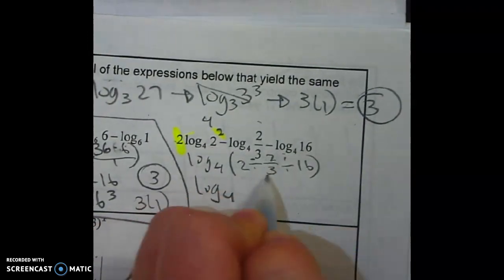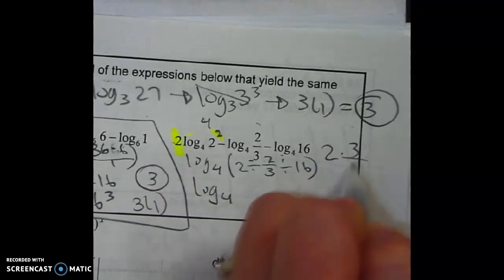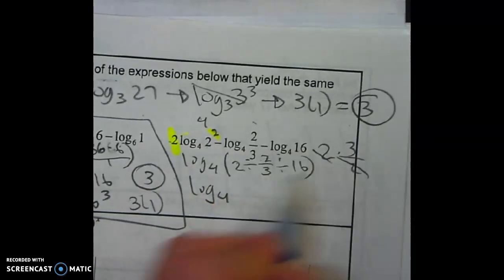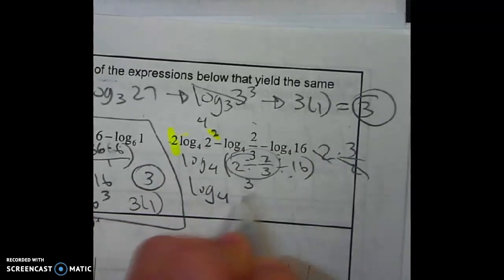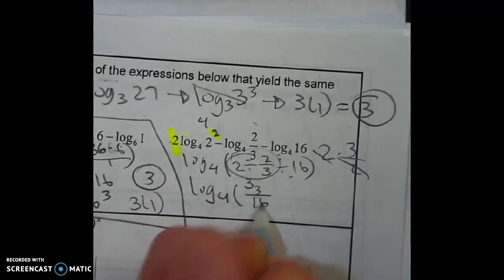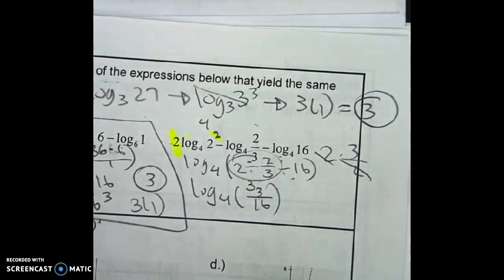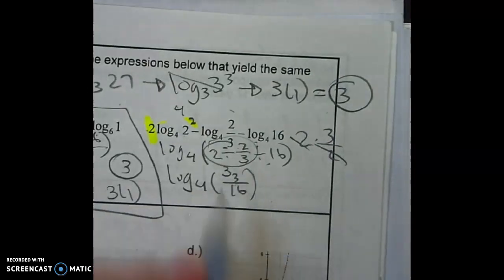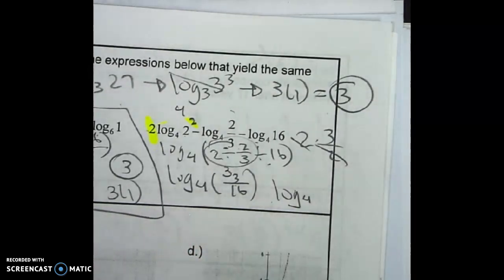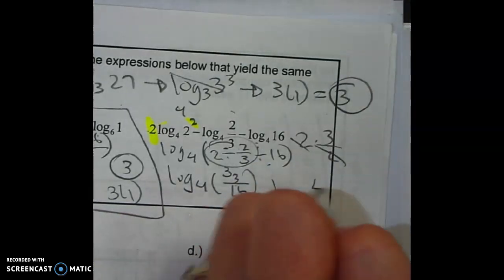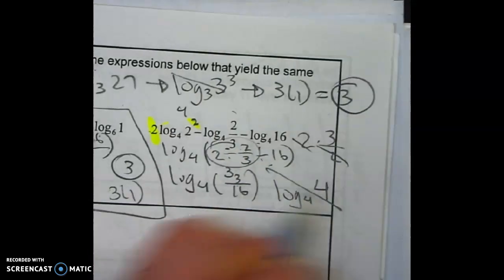2 divided by 2/3 is the same thing as multiplying by the reciprocal. So that means that's 3. And then 3 divided by 16 is 3/16. And I look, and I see log 4. I feel like I wanted that to be something else. I cannot make the bases the same, so that one's out.